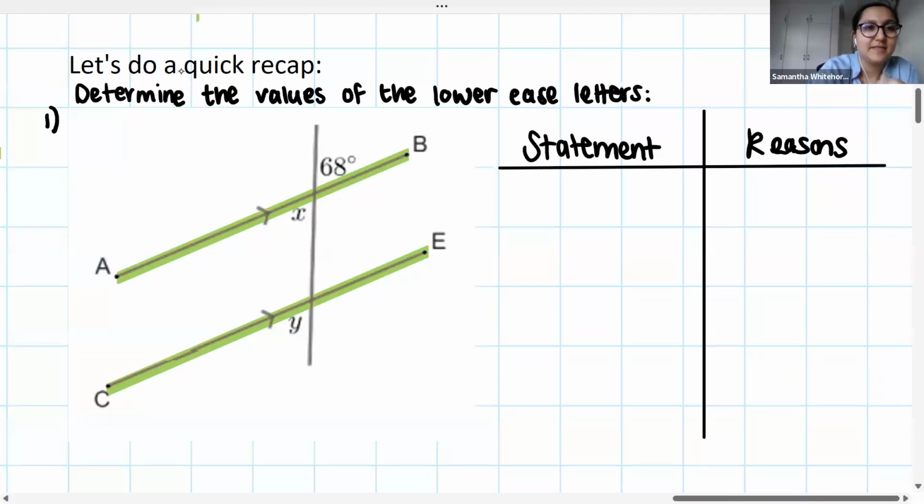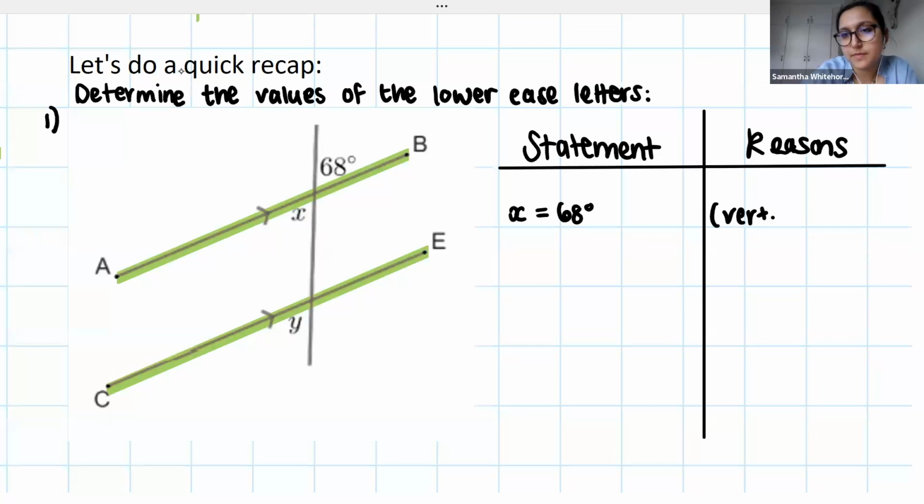I said X is equal to 68 because of vertical opposite angles. Good. And then I said Y, since we found what X is, so I wrote it on the diagram to be 68. So I said Y is also equal to 68 because of corresponding angles. Excellent. Well done. Thank you, ma'am.